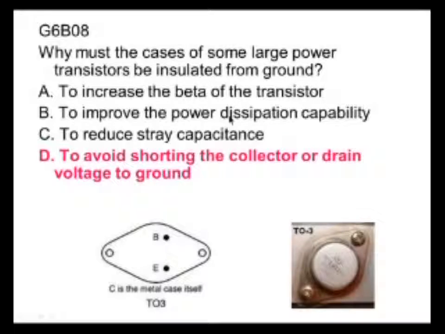transistor. So that's why they need to be insulated from ground, to avoid shorting the collector or drain voltage to ground. The reason they're designed this way is so that they can dissipate the amount of heat that's generated in the power transistor.